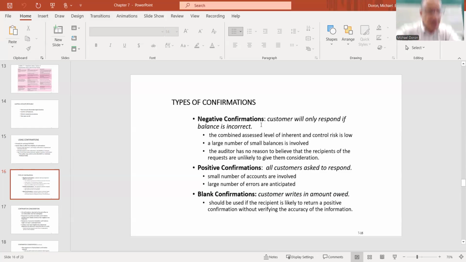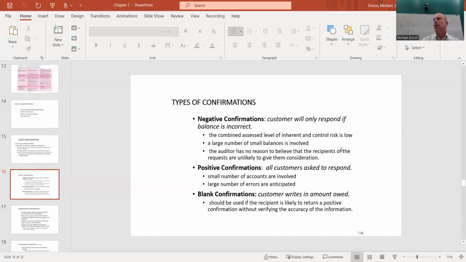And then the textbook says here, when will you do this? When the combined assessed level of inherent and control risk is low. So they're going back to our audit risk model. Okay, and they're saying the combined level of inherent risk and control risk is low. They're saying that's when you would do a negative confirmation as opposed to one of the other ones.